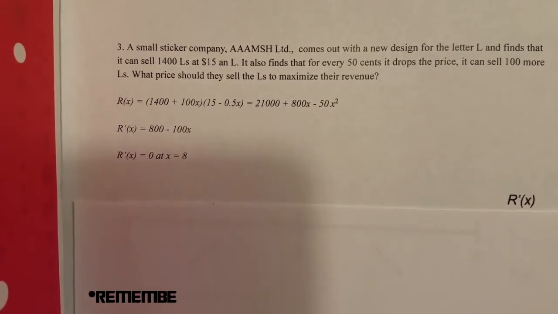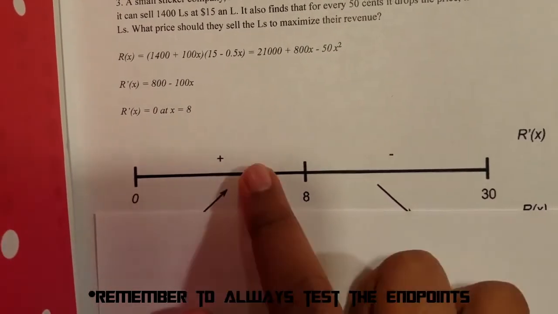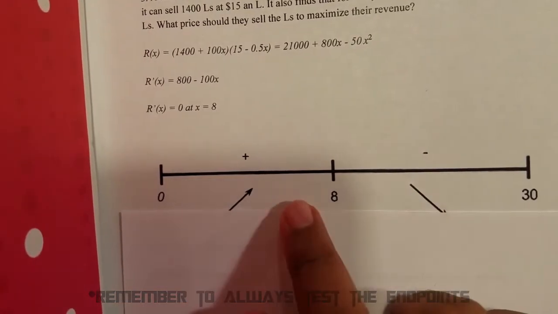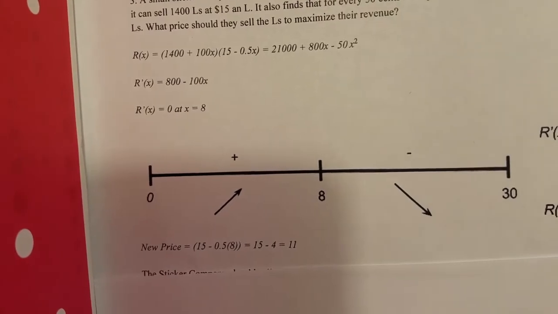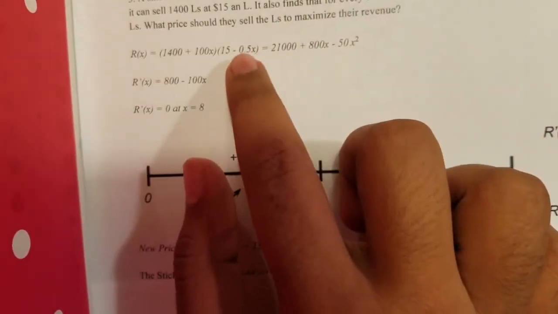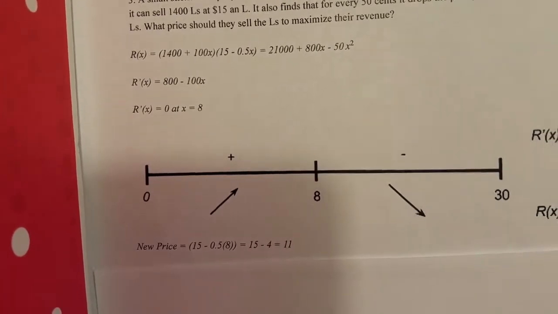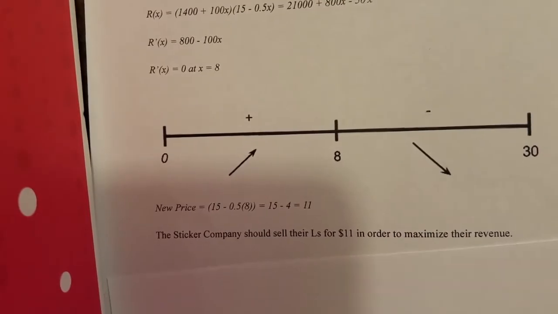And then after that, we put it on the sign chart, which we get a positive initially, and then a negative after the 8, and that tells us that that would be a relative maximum. And after that, we plug it into our new price function, which would be this function we found out already. We plug in 8, and we get the new price of 11. So our conclusion is the sticker company should sell their L's for $11 in order to maximize their revenue.